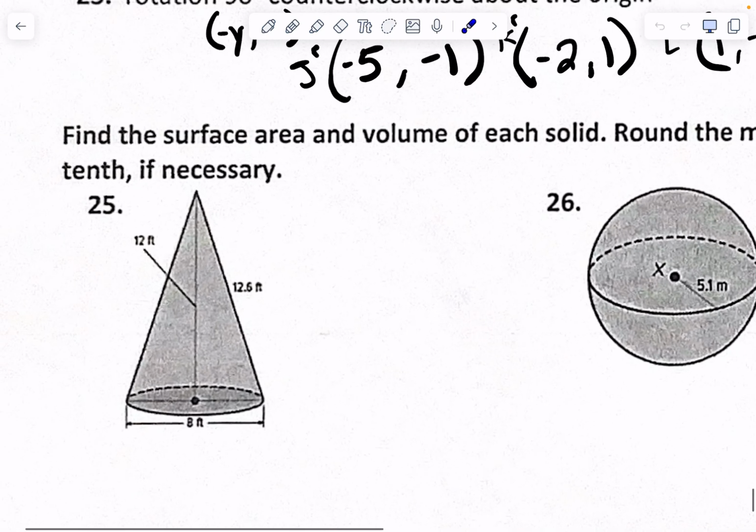That's where we're at. Okay, what is the shape? 25. A cone. We need surface area and volume of a cone. These I will not expect you to memorize. I will give these formulas to you. Okay? But I don't have them.